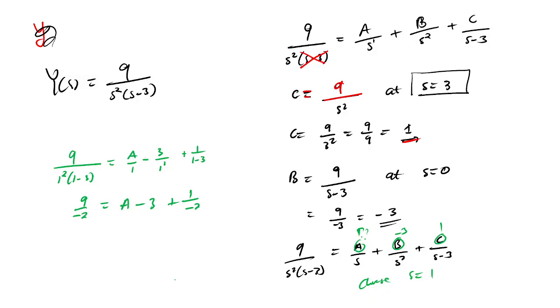And then we're going to transpose everything to our left hand side. So we're going to end up with A, which is equal to minus 9 over 2 plus 3 plus half. What do we get?